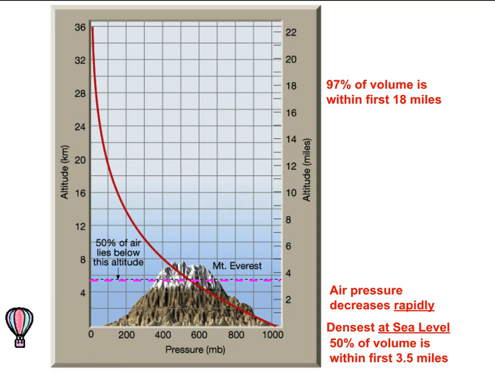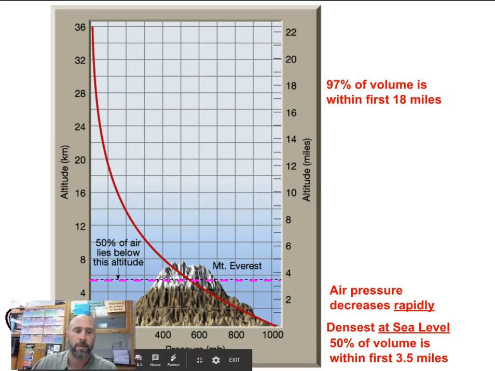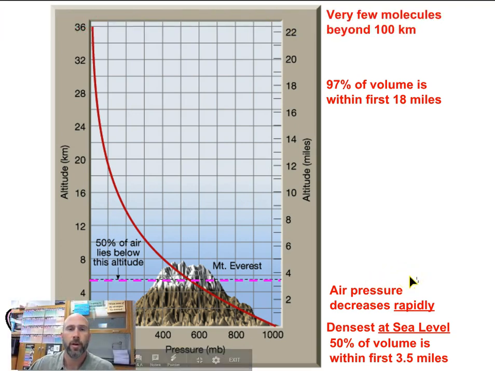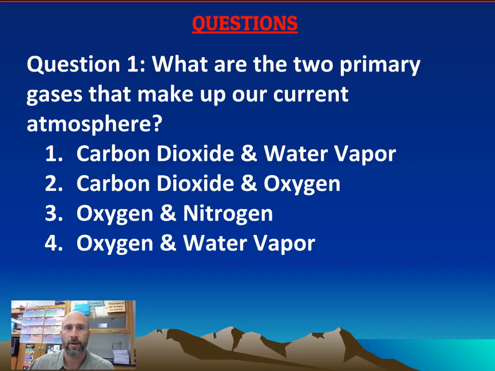Okay, and then as we get higher and higher into the atmosphere, it starts to decrease more slowly. All right. And then once you get up real high, there's very few molecules up there. So it is this trend where pressure rapidly decreases, and then it slowly decreases as you get higher and higher. And that's just because there's not as many molecules.